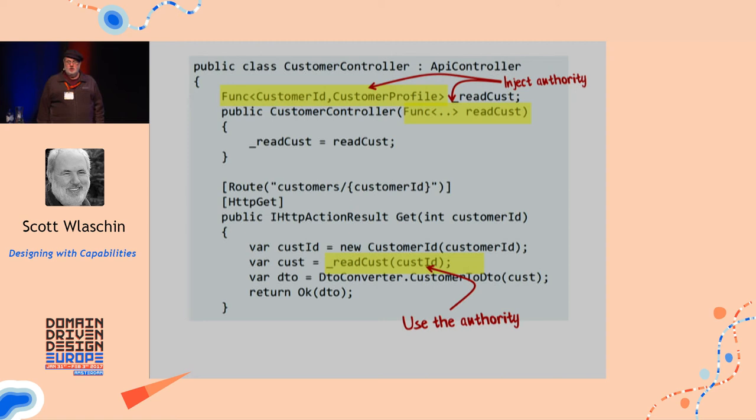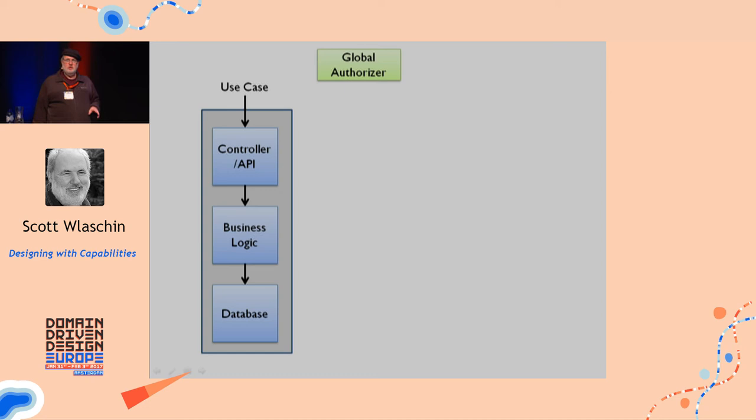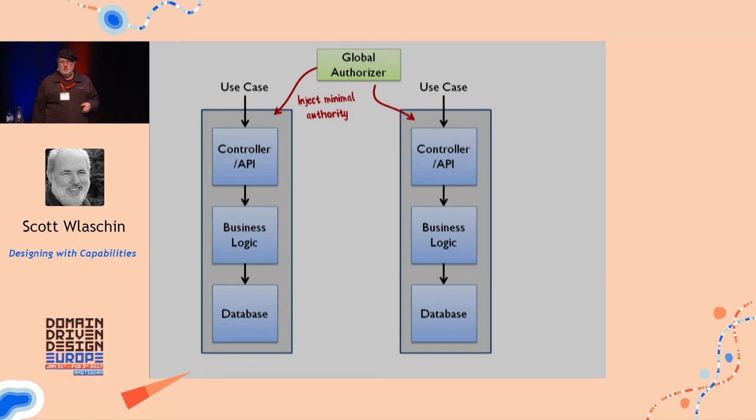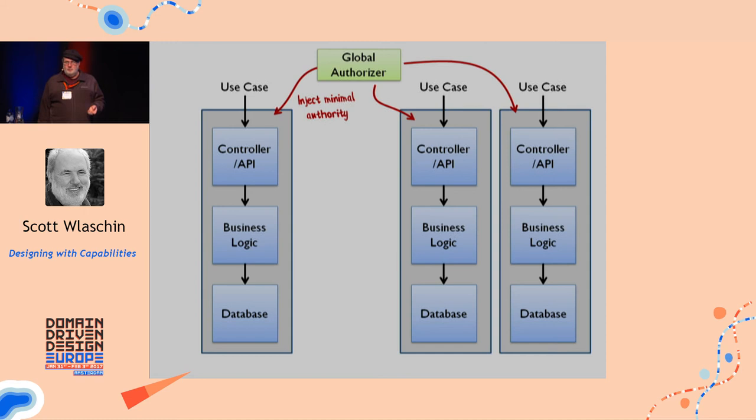There's a problem with this, though, because I have this particular use case, say, of reading a customer from the database. I've just injected the absolute minimal authority I need. The problem is I might have another use case, which is to update the password. And for that case, I just inject that one particular authority. And I might have another one, which is change your login email, whatever. I really don't want to mix these up. I don't want to pass 20 different authorities into one thing. I want to slice it.